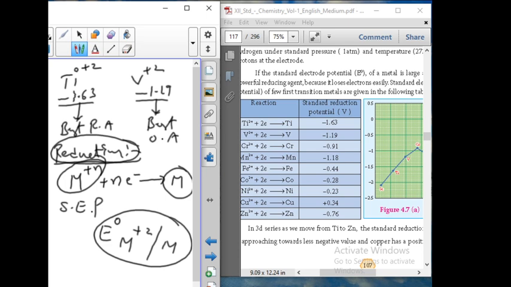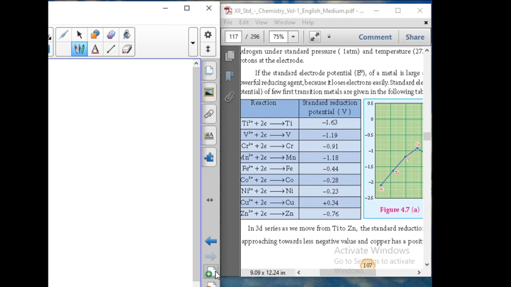See in that graph they are writing E naught M plus 2 by M. If 2 electrons are gained, that is plus 2. If n number of electrons, you can write n. If it is 3, 3. In this table they are giving some standard electrode potentials of a few metals in the 3D series. You can observe the graph, and there are some deviations. For titanium, vanadium, chromium, slowly the negative values decrease. The first value is minus 1.63, minus 1.19, so there is some decrease in values.